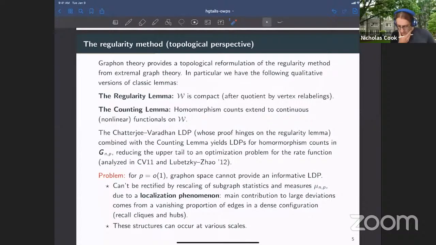So these constructions of planting a small clique or a small hub, these are mechanisms for large deviations that come from a vanishing proportion of edges. So this cut metric isn't going to be able to see them. And what's worse is that those structures happen at different scales. So you can't sort of pick one scale to look at. So the hub was on far fewer vertices than the clique. So it looks like, and it's true, that you can't study these functions on sparse graphs on a common topological space. You're just not able to situate everything in a common topological space with a single norm.